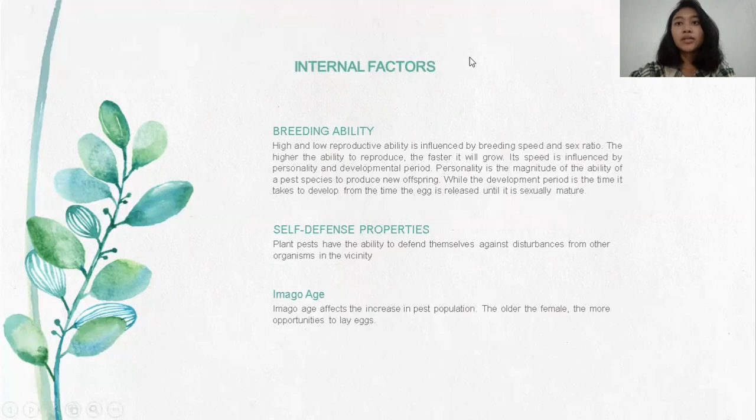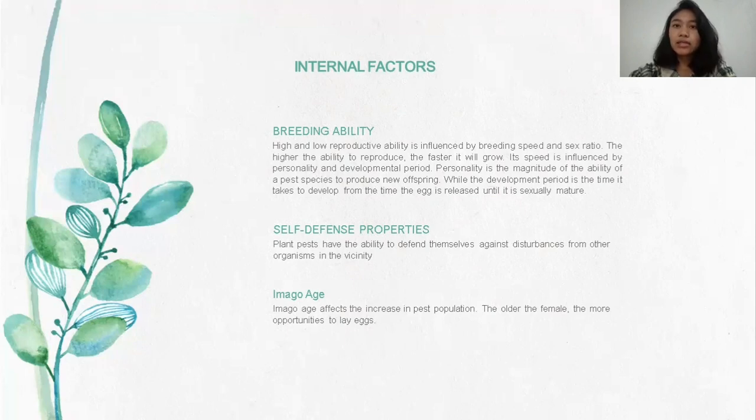Fecundity is the magnitude of the ability of a pest species to produce new offspring, while the development period is the time it takes to develop from the time the egg is laid until it is sexually mature.